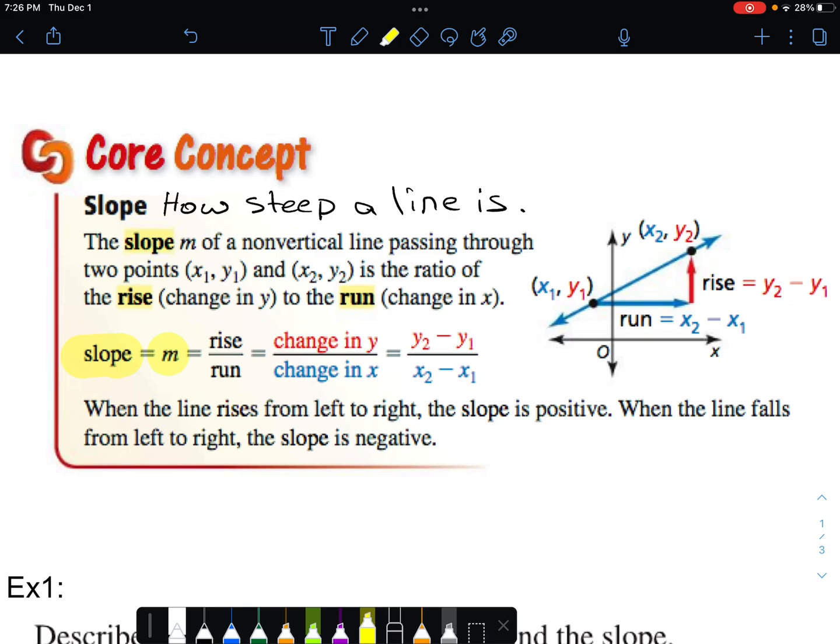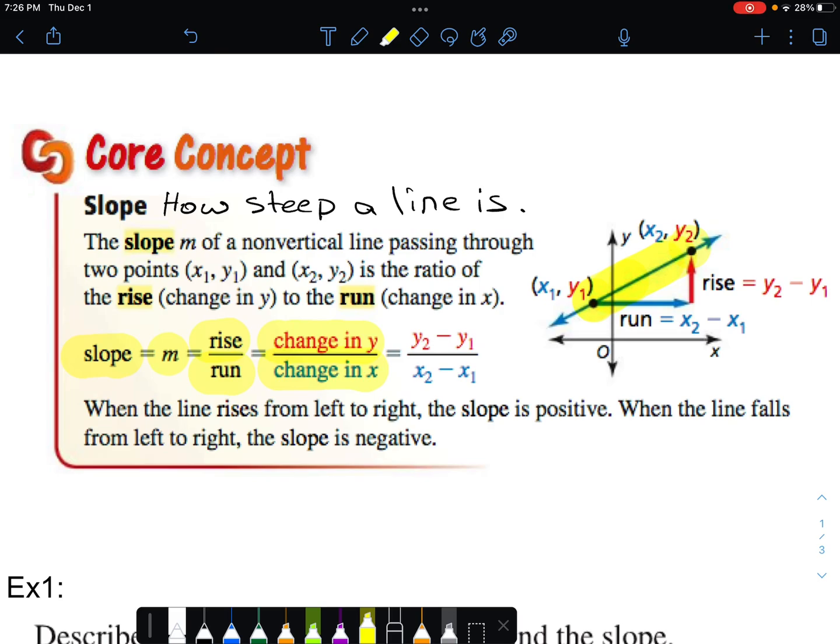So m is a ratio. It's comprised of two numbers. It's comprised of that change in y and change in x between 2 points in a graph. So that change in y and change in x helps us describe the slope of that line. So we call that change in y rise, and we call that change in x run.